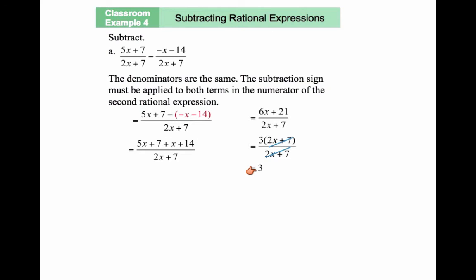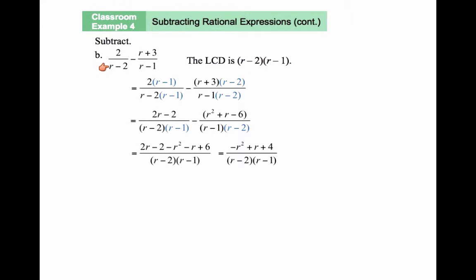You want to subtract here. The LCD between r minus 2 and r minus 1 would be the product of that, which is r minus 2 times r minus 1. I need to multiply the first fraction by r minus 1 over r minus 1 and multiply the second fraction by r minus 2 over r minus 2 to keep the same LCD so I can combine them. So at the top I would get 2r minus 2.